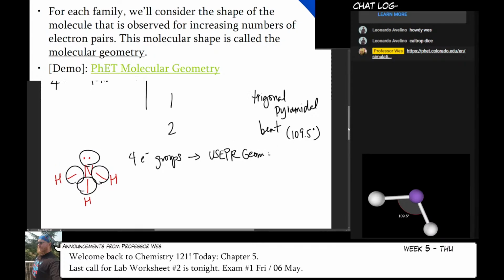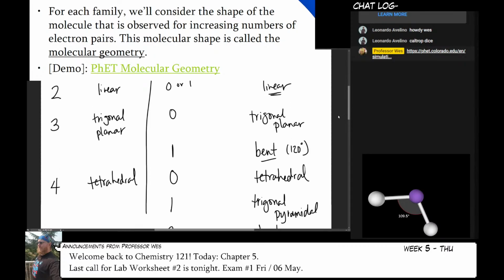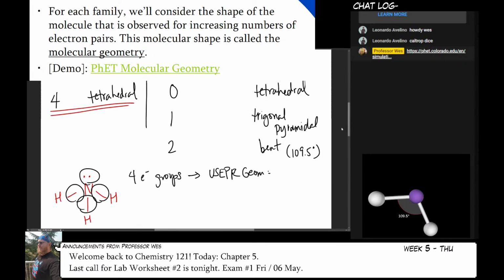So what is its VSEPR geometry? Okay, which of the groups, 2, 3, or 4, does it belong to? Excuse me. It's this one, right? There are 4 electron groups. So its VSEPR geometry will be tetrahedral. Of those 4 electron groups, 1 was an electron pair.